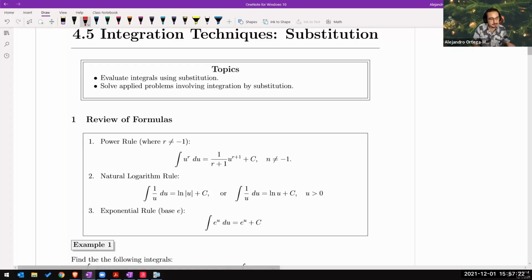And last but not least, the integral of e to the u du is simply e to the u plus c. And again, this one's kind of easy because the derivative of e to the x was simply e to the x, so that's why the integral of e to the u takes you back to e to the u. Nothing changed.